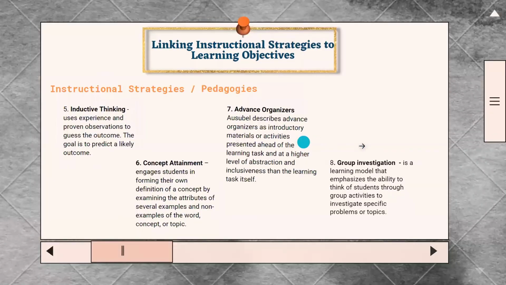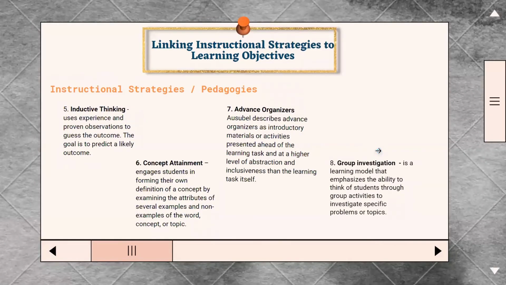Next is the inductive thinking. It uses experience and proven observations to guess the outcome. The goal is to predict a likely outcome. It is a method of drawing conclusions by going from specific to general.